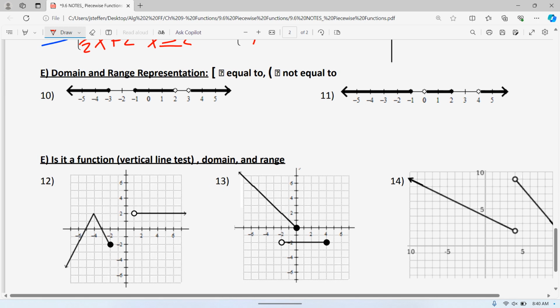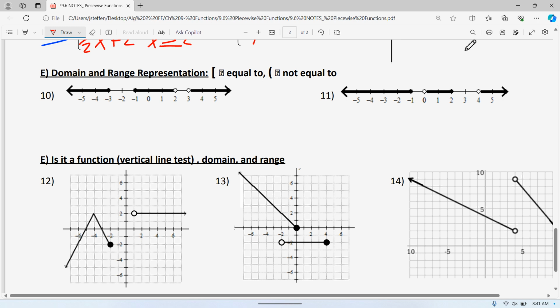Last but not least, we're going to talk about the domain and range of these. So, we'll not have ones like this on the test. These are ones that are not two-dimensional. These are just one-dimensional. But I thought I'd start on this before.